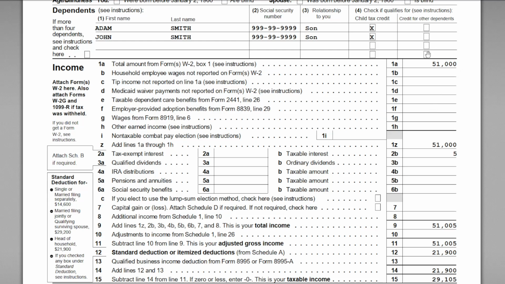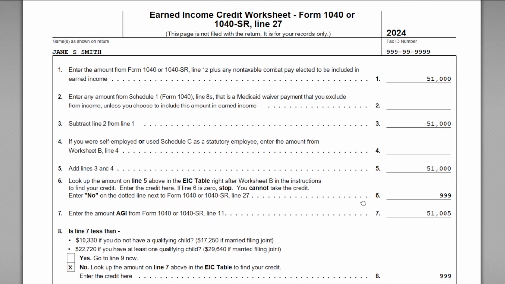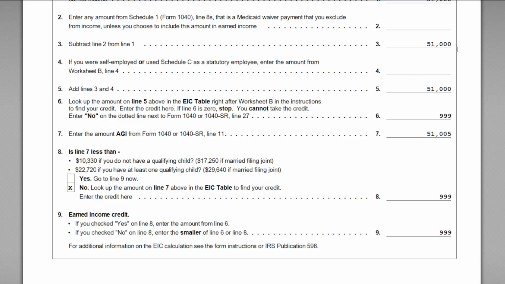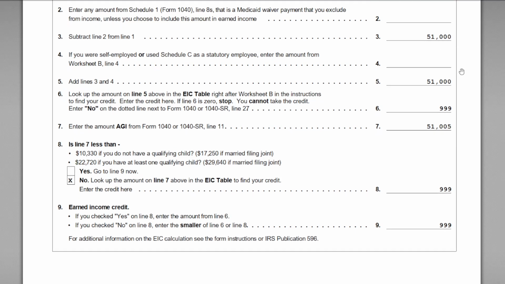So $51,000 of W-2 wages, none of these items apply, 1B through H. So we have 1Z of $51,000, and that's entered there. Line 2, enter any amount from Schedule 1, line 8S. That's a Medicare waiver payment excluded from income, not applicable to us. So we subtract line 2 from line 1, and we're left with $51,000.